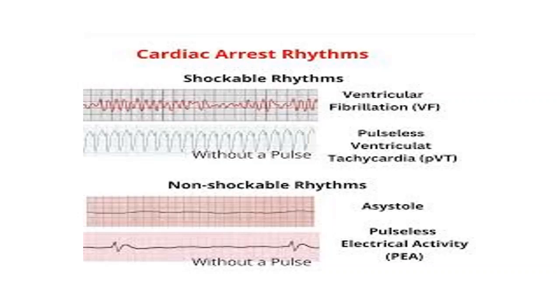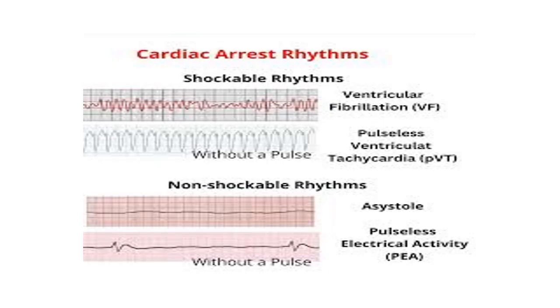What are the rhythms we see in cardiac arrest? There are four rhythms we see. Mostly we see asystole, that is a straight line. We also see pulseless electrical activity, that is PEA. These two ECGs, asystole and pulseless electrical activity, are called non-shockable rhythms. That is, when the patient is having this rhythm in the monitor, in the ECG, don't shock the patient. No need of giving a shock.